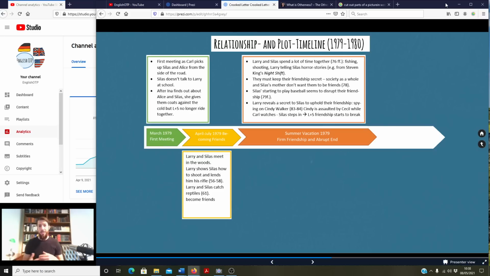So he really says that he enjoys listening to the horror stories. He doesn't want to read them on his own, but he enjoys when Larry tells him those stories. But they must keep their friendship secret, and this has to do with societal racism, because society as a whole, and Silas's mother in specific, we know about that, they don't want them to be friends.